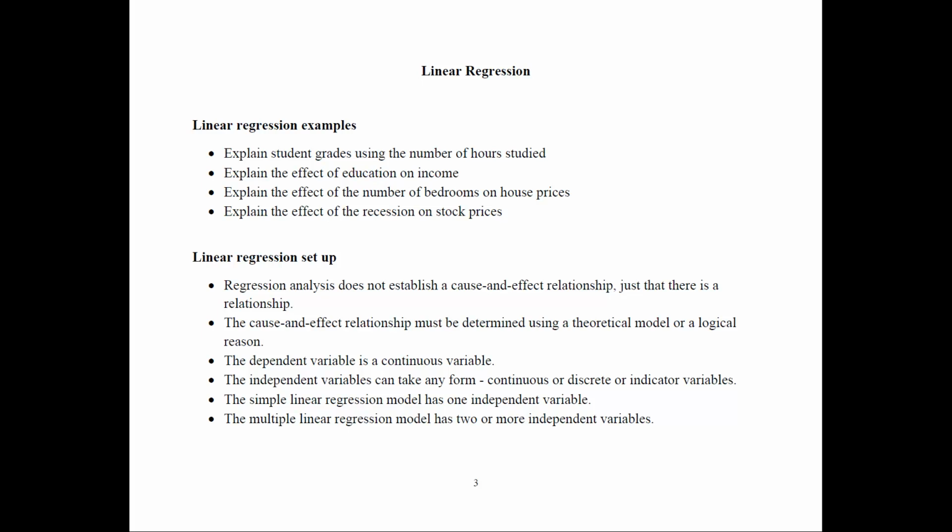So in regression analysis, the dependent variable must be a continuous variable, and the independent variables could be anything. They could be continuous or discrete or indicator variables. Anything goes, or a combination of them. The difference between simple and multiple regression is that in the simple regression we have only one independent variable, and in the multiple linear regression model we have two or more independent variables.